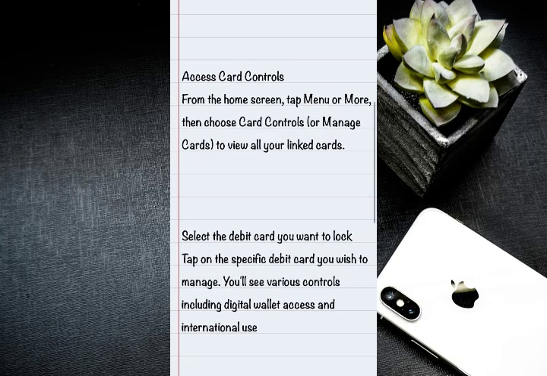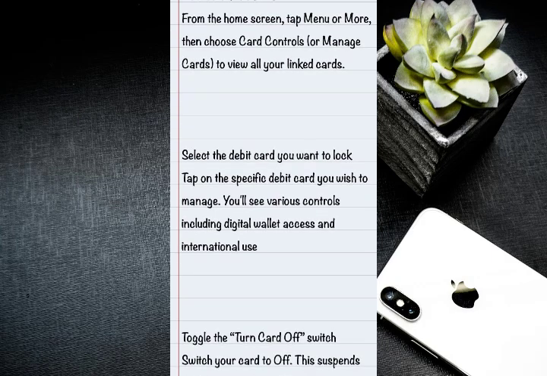So from the home screen, tap the menu or the more button, then choose card controls or manage card. Then to view all your linked cards, select the debit card you want to lock. Then after that, tap on the specific debit card you wish to manage, and you will see various controls including digital wallet access and international use.